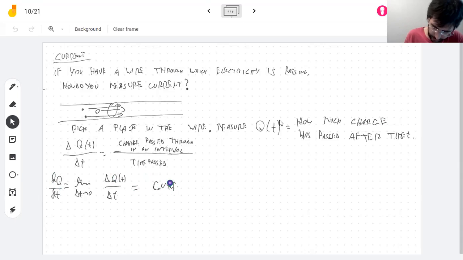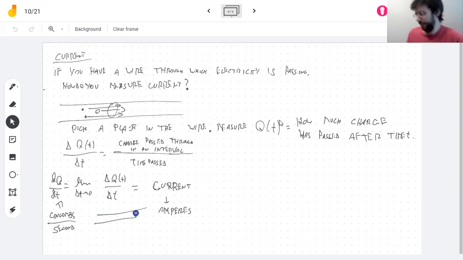And notice that when you take a derivative of something physical, something that has units, the units of the derivative are the units of the quotient. So charge is measured in coulombs, as far as I know, and time is measured in seconds, and current is measured in this unit that I'm not sure I know how to pronounce. I'm going to go with ampere. And an ampere is one coulomb passing every second through your cable.